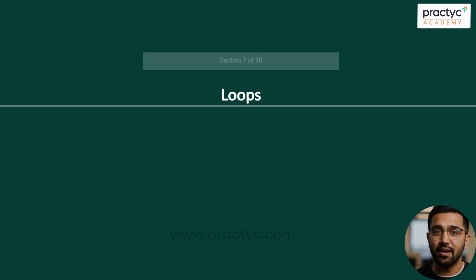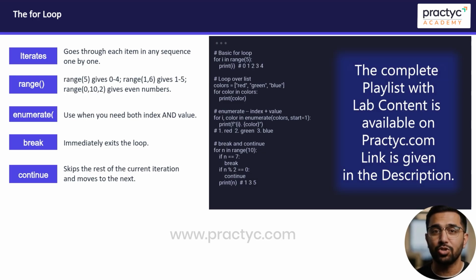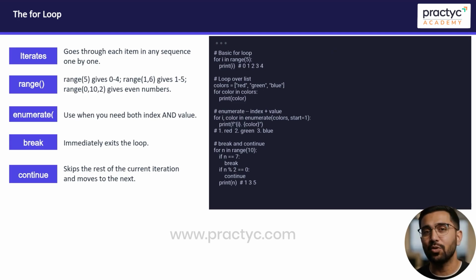Welcome to section 7, where we explore loops. This section will delve into how loops function in programming, allowing for efficient iteration over sequences. The for loop iterates over sequences, use range for numeric sequences, and enumerate for index and value.